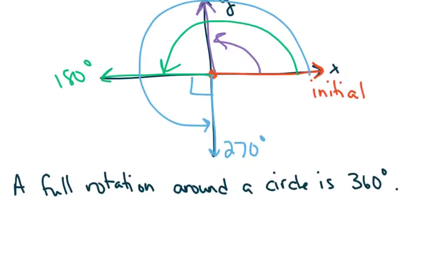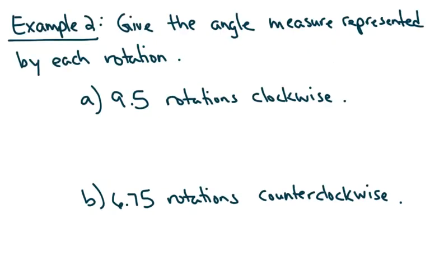If you go a full circle, you'll have gone 360 degrees. And we know that from geometry, that a circle is 360 degrees. We're going to keep that in the back of our head now for the remainder of this section and chapter. In example 2, it says give the angle measure represented by each rotation. So 9.5 rotations clockwise basically means if you go 9.5 circles clockwise, where will you be? At what degree measure? Well, first of all, clockwise is our negative angle direction.